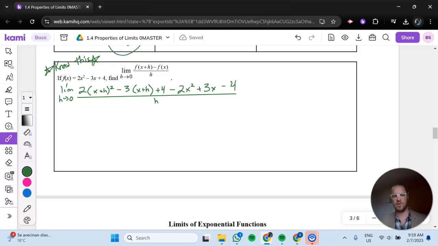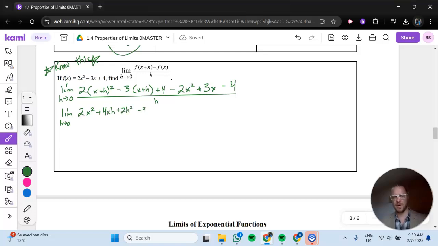So now what I need to do is I need to expand these out. So the limit as h approaches 0 of, I'm going to do this all at once because we're experts, right? x squared plus 2xh plus h squared. So it's going to be 2x squared plus 4xh plus 2h squared.